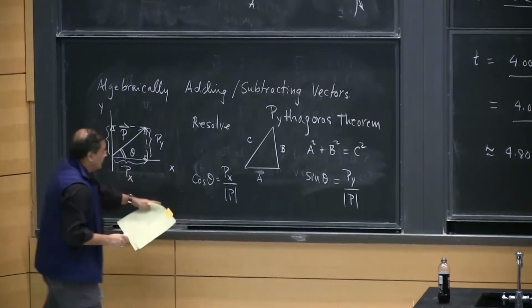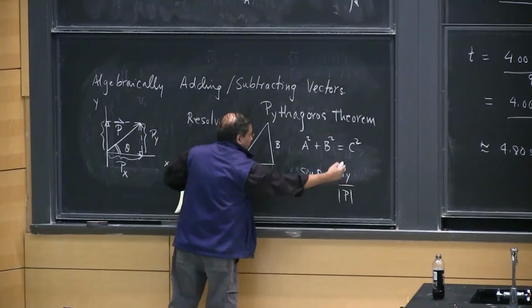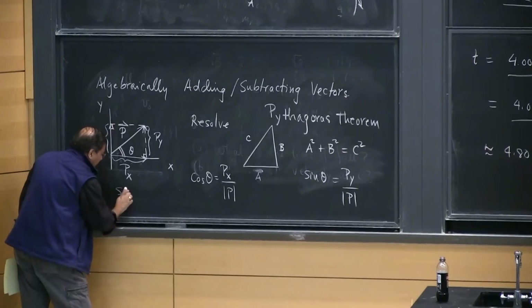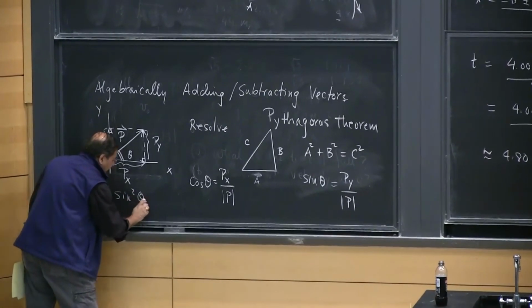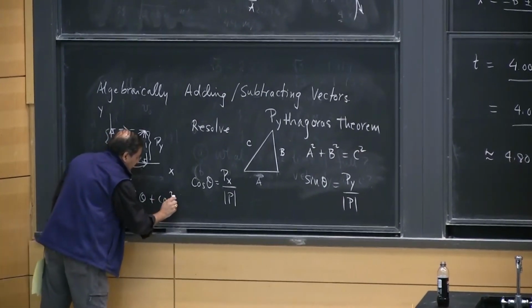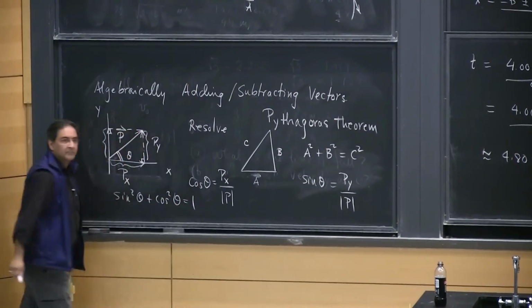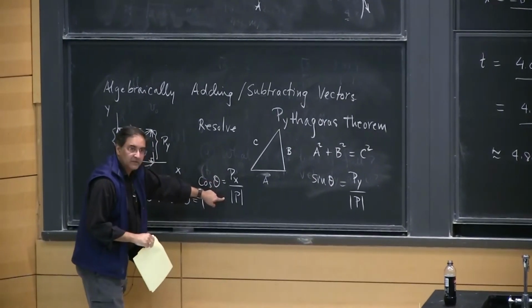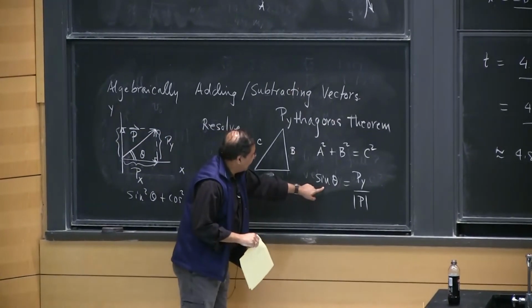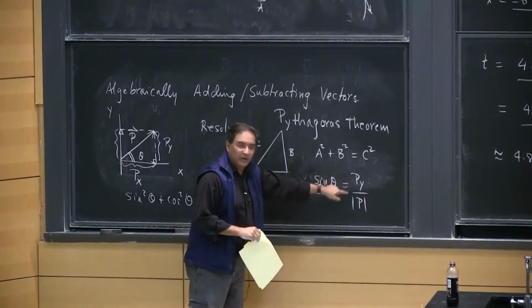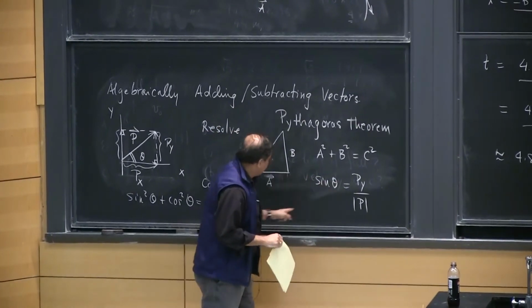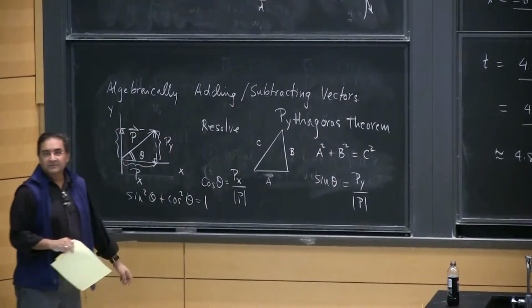But Pythagoras' theorem now tells us, because Px squared plus Py squared is going to be P squared, the following identity: sine squared theta plus cos squared theta is equal to 1. Because if I square this, I have Px squared over P squared. If I square that, it's Py squared over P squared. If I add the two, it's Px squared plus Py squared over P squared equal to 1, which is what you have.